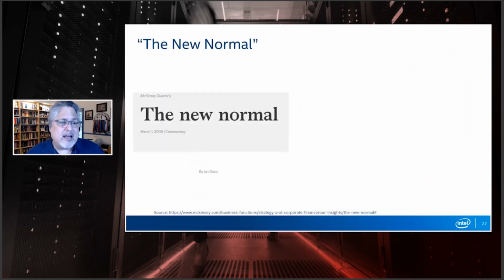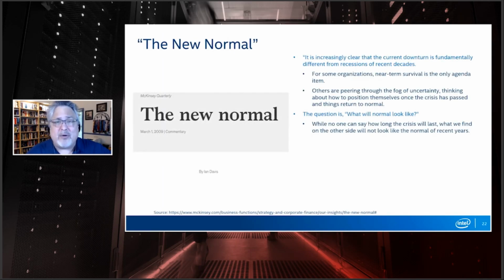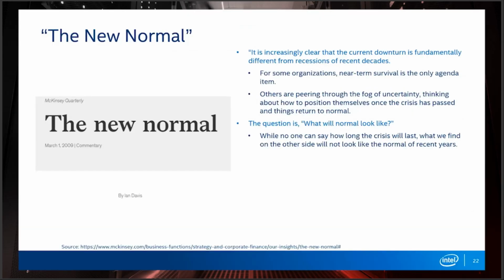As a matter of fact, Ian Davis wrote this piece, which by the way was not written in 2009, even though I grabbed the screenshot from the website. This was actually written post-COVID. It talks about how it's increasingly clear that what we're going through is fundamentally different. Some companies are focused on just near-term survival. That's their only agenda. But others are looking through the fog and trying to figure out what this new normal is going to look like. And the one thing we know is it's not going to look like the old normal. We've got to come up with something new.